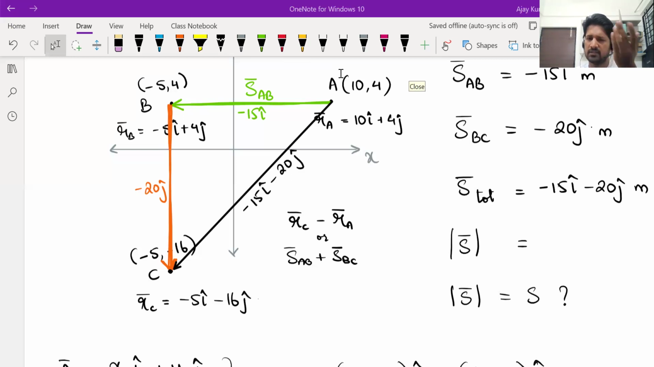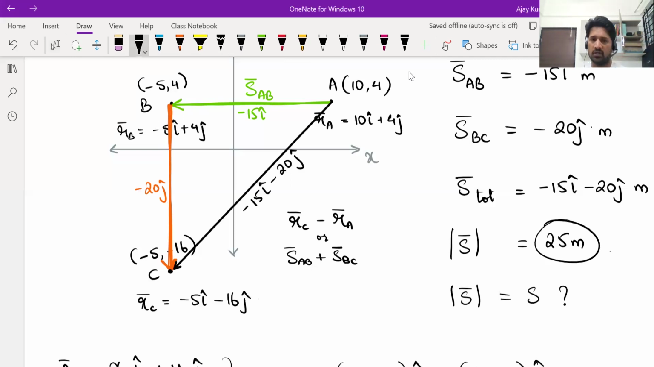Okay. It's just square root of 15 square plus 20 square. Whether you take plus 15 and square it or minus 15 and square it, it's going to become 15 square only. So you'll get it as root of 625, which is 25 meters. That's the magnitude of total displacement.